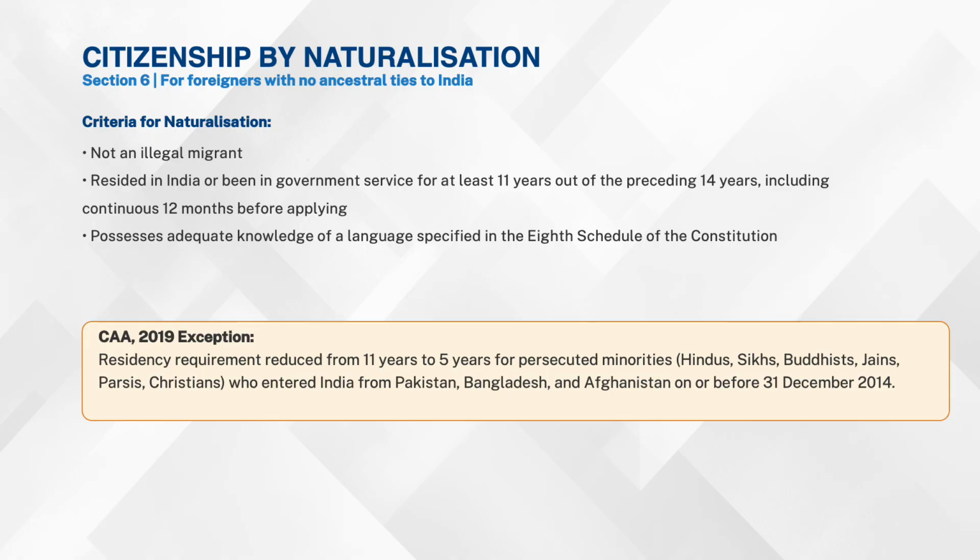Now, Citizenship Act 2019 exception. 11 years out of 14, right? But the Citizenship Amendment Act 2019 reduced the period of 11 years to 5 years. Okay? For persecuted minorities who entered from Pakistan, Bangladesh, and Afghanistan on or before 31st December 2014. So 11 years to 5 years. We will discuss more on the Citizenship Amendment Act 2019 later on. Okay?